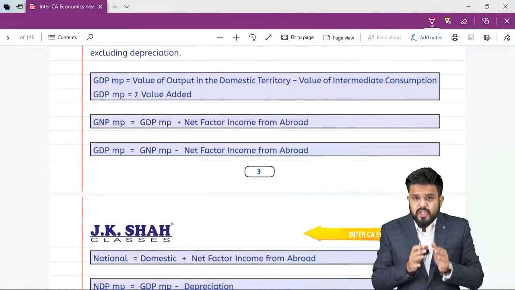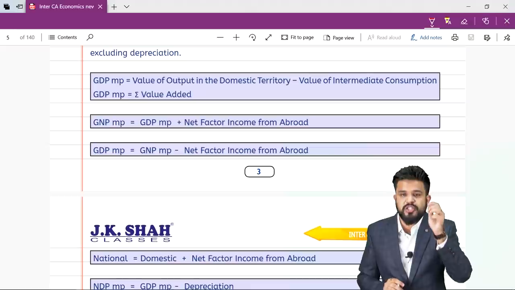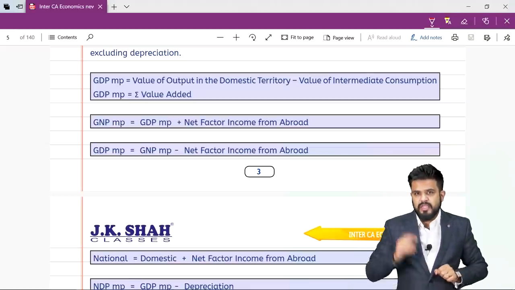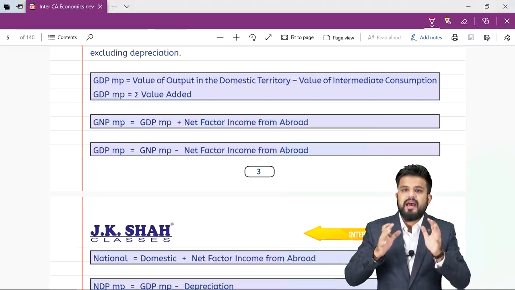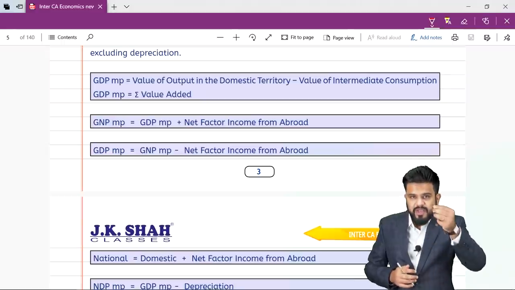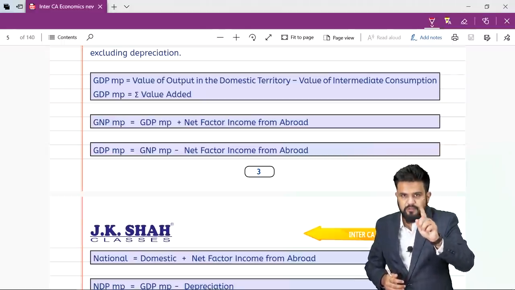Now students, just now we completed formulas for national income, that was GDP, GNP, NDP and NNP, C plus I plus G, X minus M, R minus P minus IT plus S. All those things we have done. Now let us understand a few more formulas connected to it, which are given in the notes.